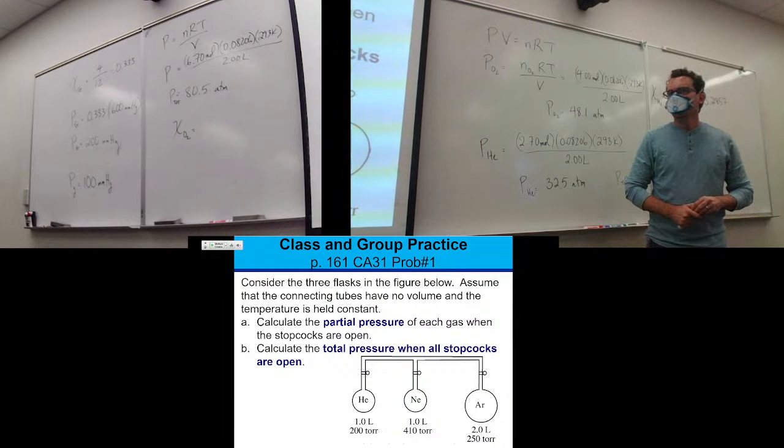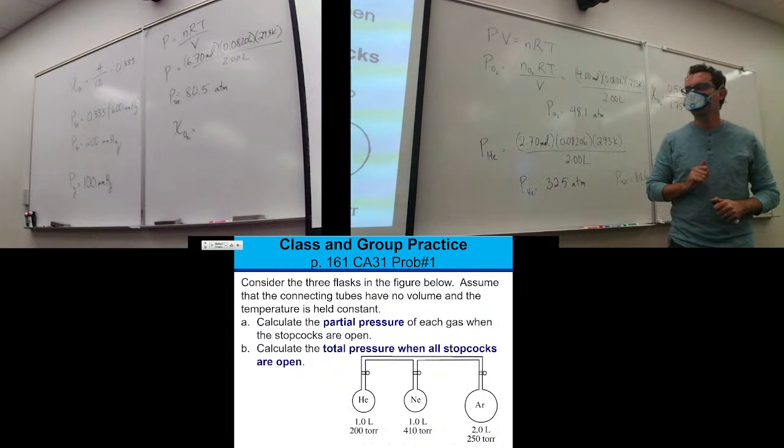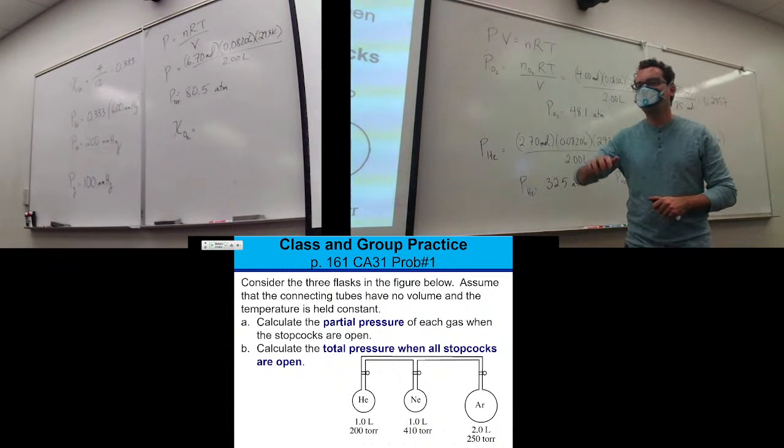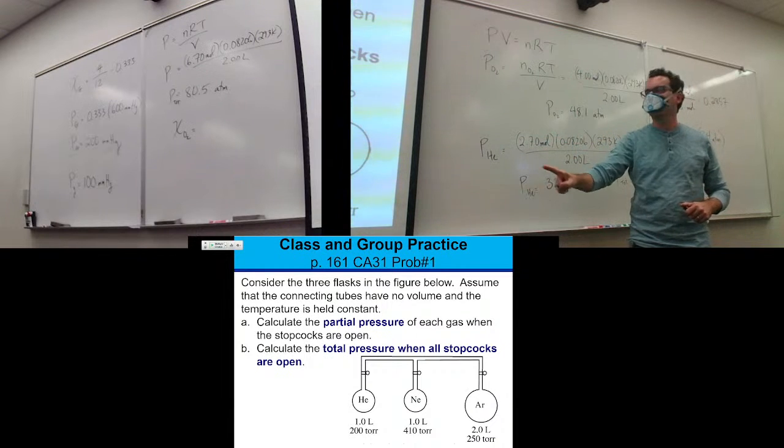The sum of all the partial pressures. So what we're going to do is first calculate the partial pressures of each gas. And this is the magic of partial pressures: I can ignore all the gases except for one of them. Let's start with one at a time.